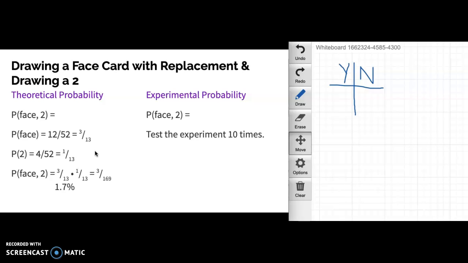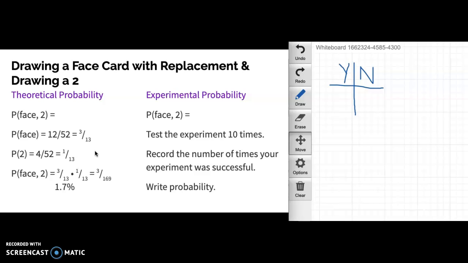Okay, you're going to test the experiment 10 times, record it in your T-chart. Again, to be successful, you will look at the first card, see if it is a face. If it is a face, you put it back in the deck of cards and draw another one and see if that is a 2. If you get a face card and a 2, then you are successful. If anything else happens, it is not successful. So do that 10 times and then record your probability. Go ahead and pause and do so.